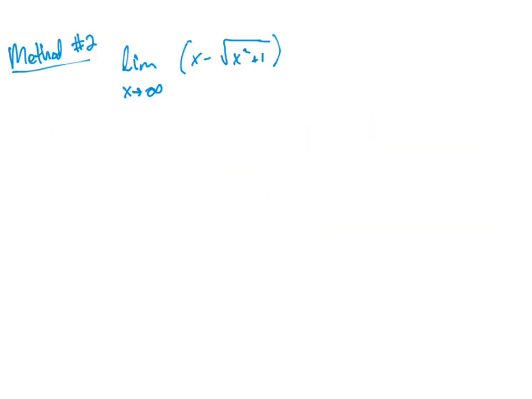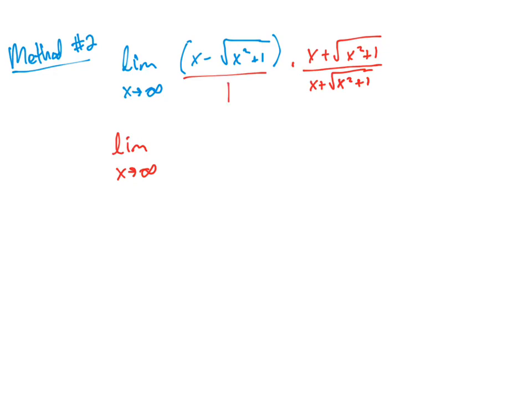Same limit. We still see that this is infinity minus infinity, and we're going to multiply by the conjugate, x plus the square root of x squared plus 1, divided by x plus the square root of x squared plus 1. This is the approach we probably would have taken when we were first working on limits: multiply by the conjugate and see where that leads us.